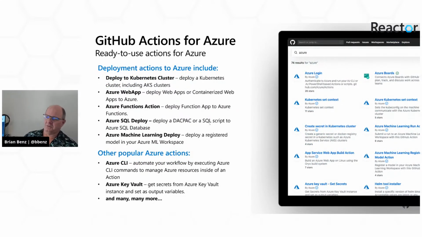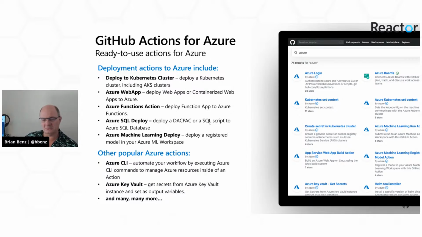GitHub Actions as well. There are some pre-made ones that are ready for Azure, including these: deploying a Kubernetes cluster, Azure Web App, which is the one we're going to use today, Azure Functions, SQL, deploying actual SQL or a SQL script, and machine learning, so deploying a model that you already have into your Azure ML workspace is pretty cool.